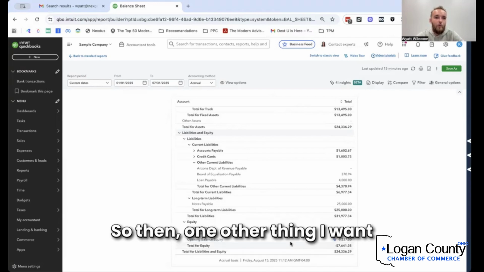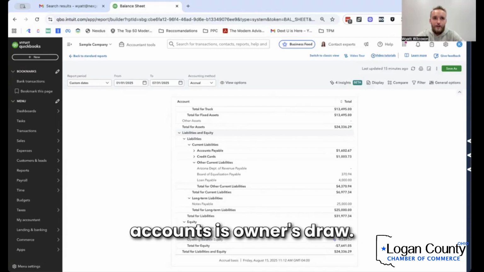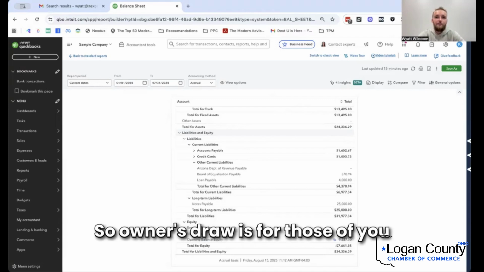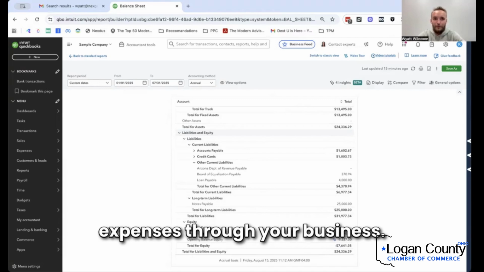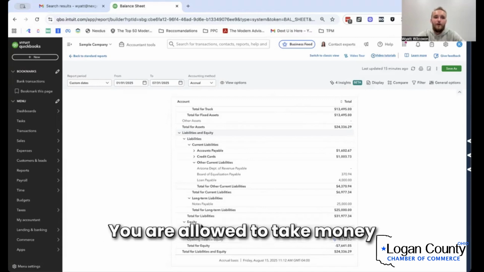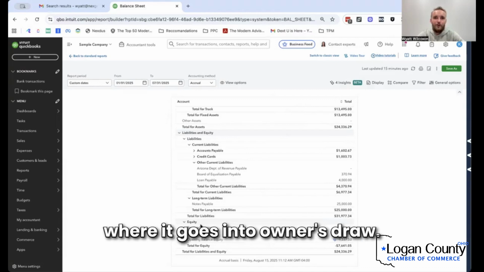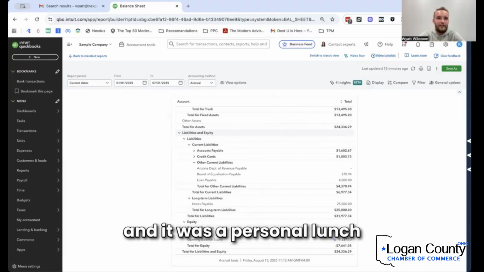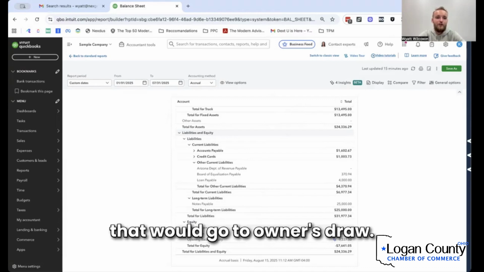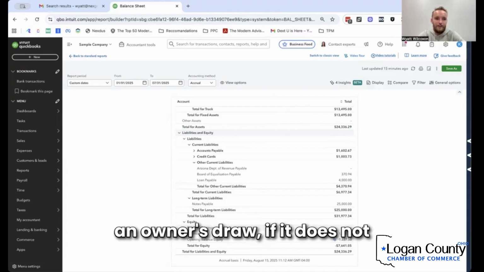So then one other thing I want to highlight in the equity accounts is owner's draw. Owner's draw is for those of you who like to run a lot of personal expenses through your business. You are allowed to take money from your business, and that is where it goes into owner's draw. Say you went to lunch and it was a personal lunch, that would go to owner's draw. Or if you purchased a personal vehicle, that is also in owner's draw if it does not qualify as a business purchase.